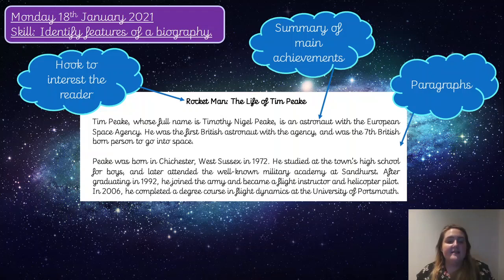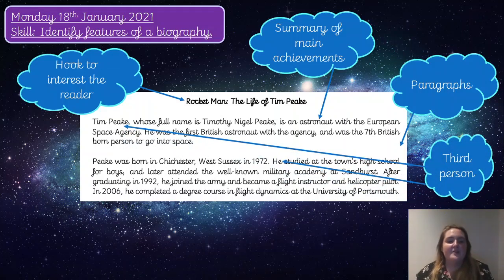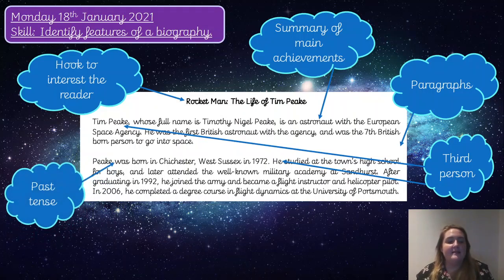Paragraphs then. So this is an example of the first paragraph where all that information is chunked into one paragraph to keep it all together. Third person. So we can see he. We've used third person really clearly throughout this example. Past tense, so it's already happened. We've used past tense consistently.